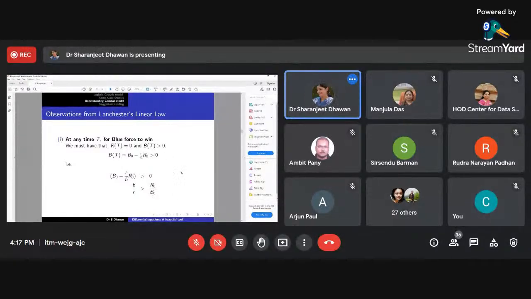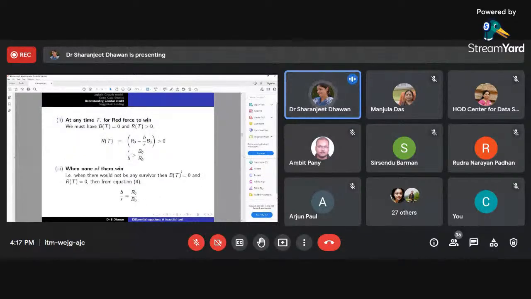Similarly, if we ask under what circumstances the red force will win, that means when the battle ends, there are some army men left from the red army and the blue army is totally eliminated. Similarly, if we put B equal to 0 in our previous expression, we reach this equation, and when we rearrange the terms, we get this ratio.